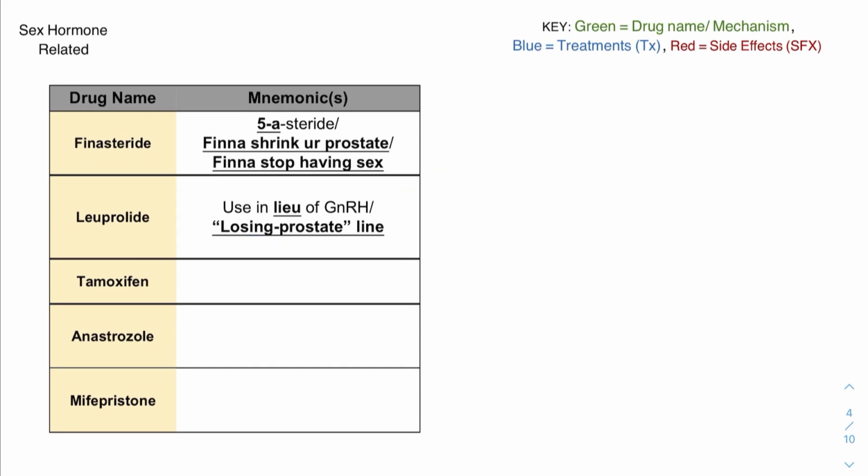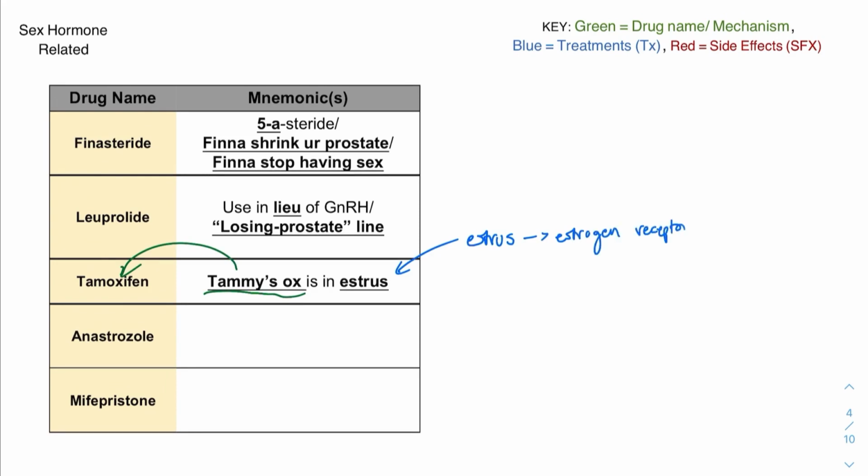Next, on to Tamoxifen, is the sentence Tammy's ox is an estrus. Tammy's ox as in tamoxifen, and estrus as in her ox is in heat, but estrus also as in estrogen, because this is an estrogen receptor blocker. Just a short and sweet one-liner there.